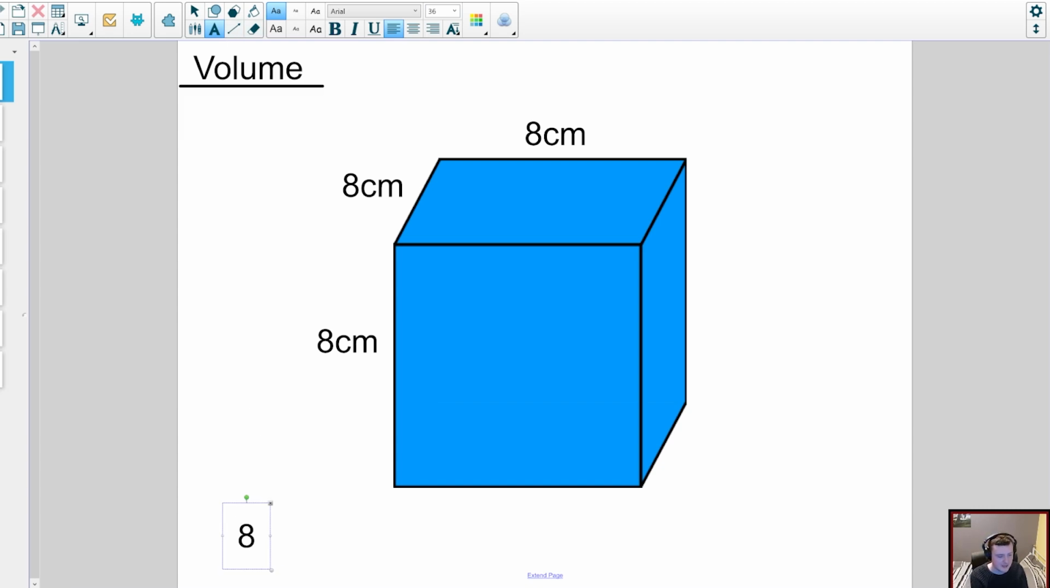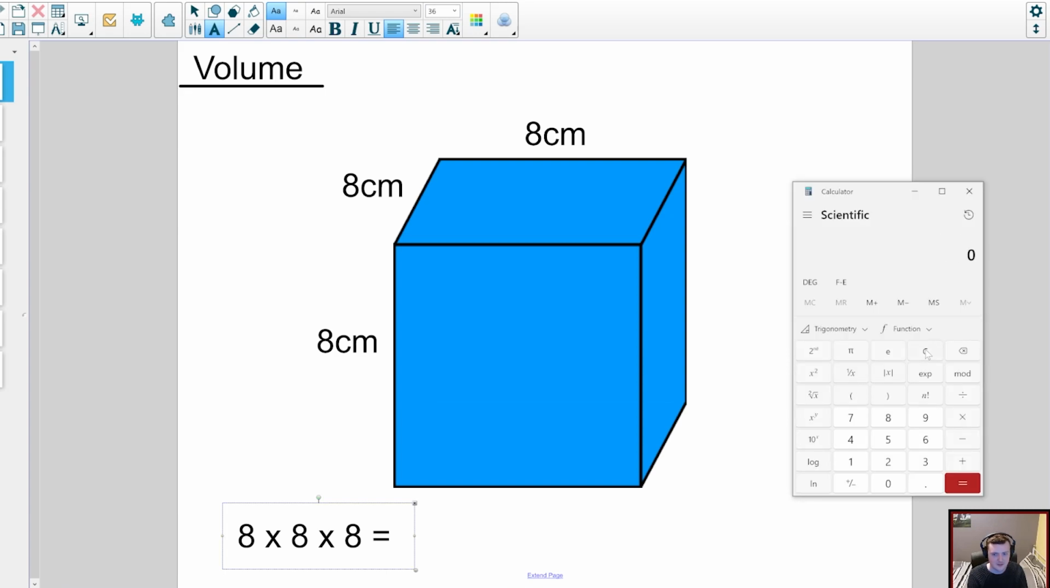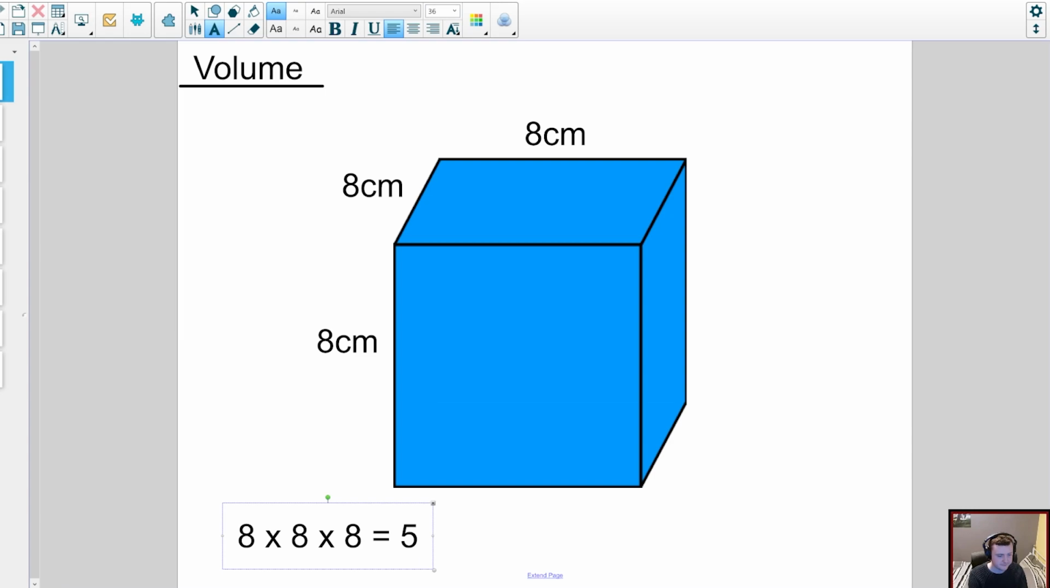And so we're going to do 8 times 8 times 8, which we're going to get on our calculator. 8 times 8 times 8 is going to be 512. In this case, it's going to be centimeters cubed. And the reason why we put the little 3 is because we've multiplied 3 dimensions together. So similar to area where we multiplied 2 dimensions together, so we got a cm2, we're going to multiply 3 dimensions together, so we get a cm3, or centimeters cubed.